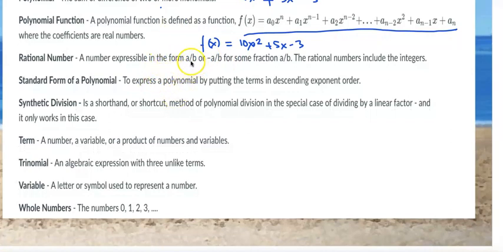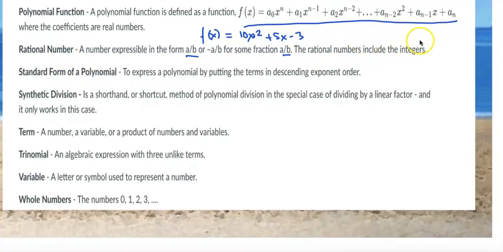Rational number, a number expressible in the form of a over b or negative a over b, for some fraction a over b. The rational numbers include the integers. Anything in the form of a fraction, I can write 2 over 3, I can write negative 2 over 3, anything. That's your rational number.